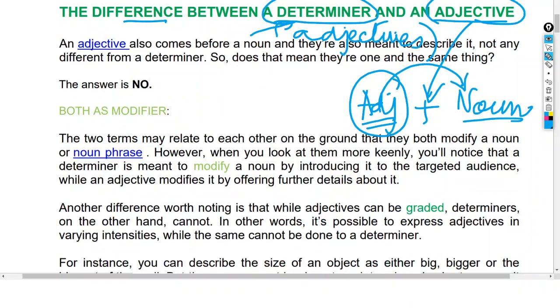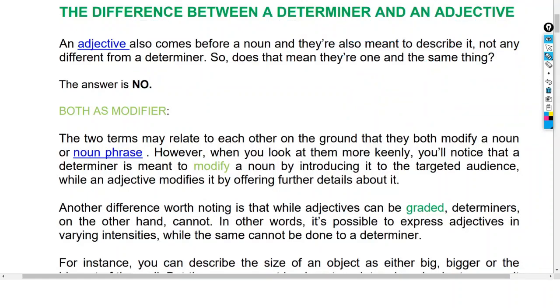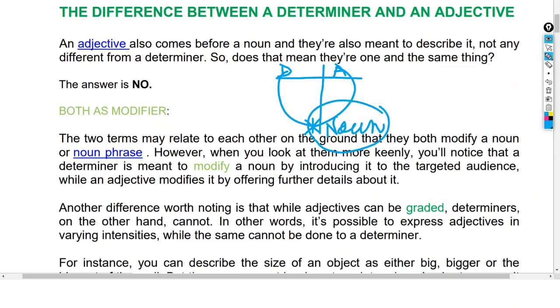Now we will see what the differences are between the determiners and adjectives. An adjective also comes before the noun, and is also meant to describe it, not only the determiners. So does that mean they are one and the same thing? First let us notice the point of similarity. I am writing D for determiners, A for adjective. What is the point of similarity? Both of them describe something. What do they describe? Either the determiner or the adjective, they describe the noun. So this is the basic similarity.